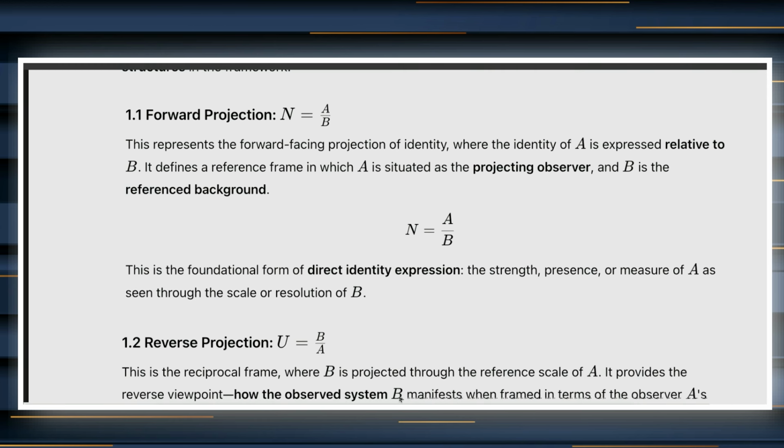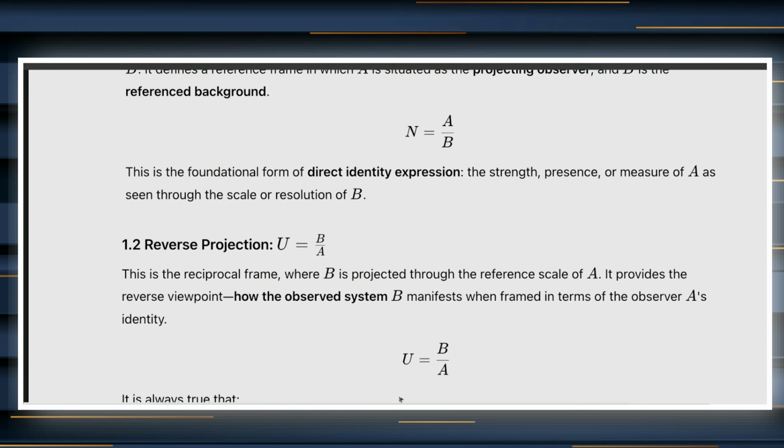So now we do the reverse projection. U equals B over A. This is the reciprocal frame where B is projected through the reference scale of A. It provides the reverse viewpoint of how the observed system B manifests when framed in terms of the observer A's identity. So notice we have N equals A over B and U equals B over A.